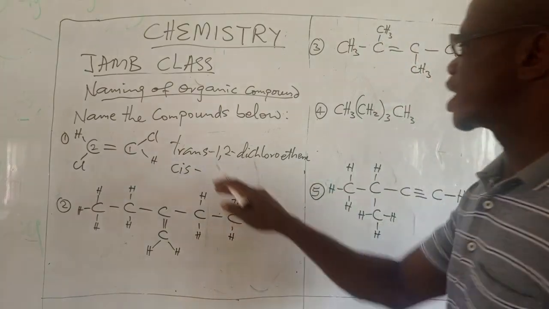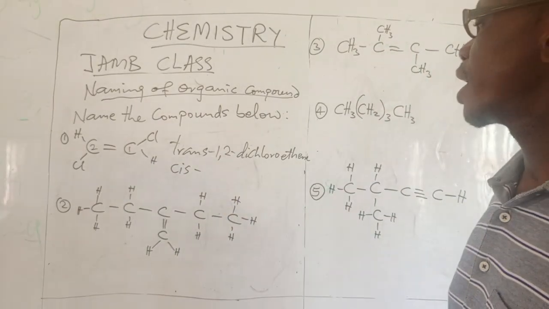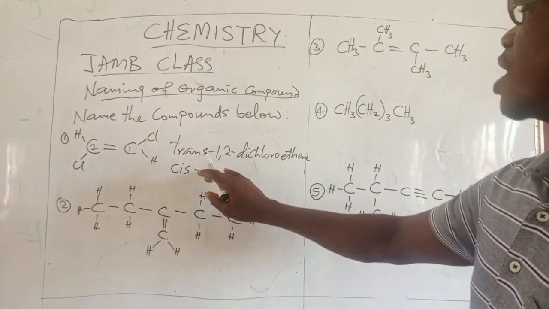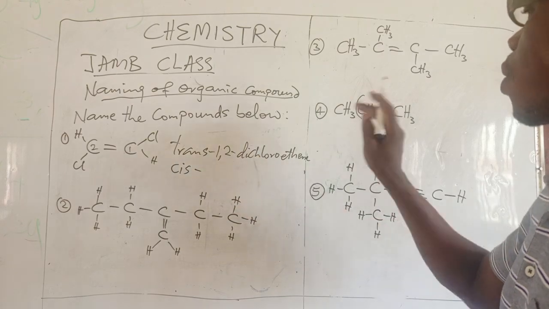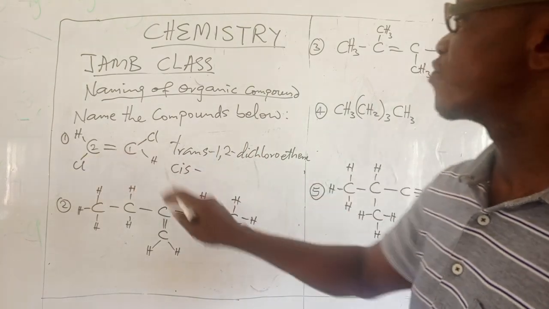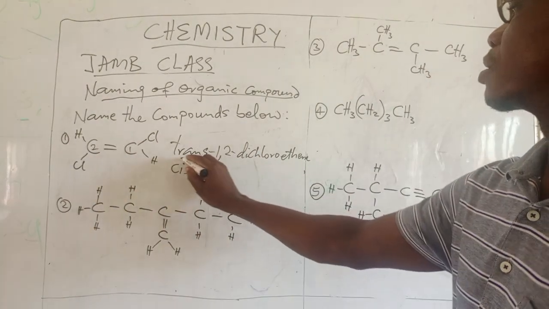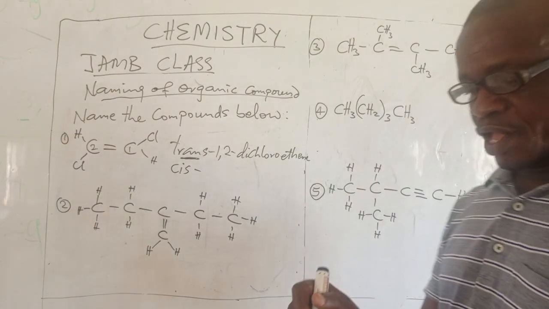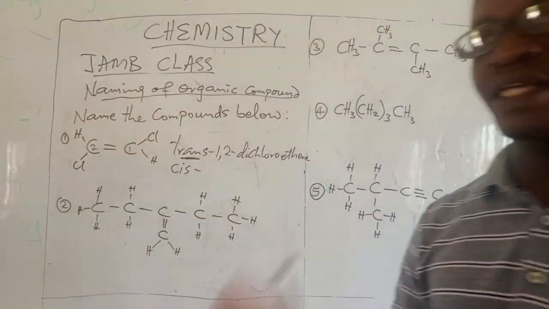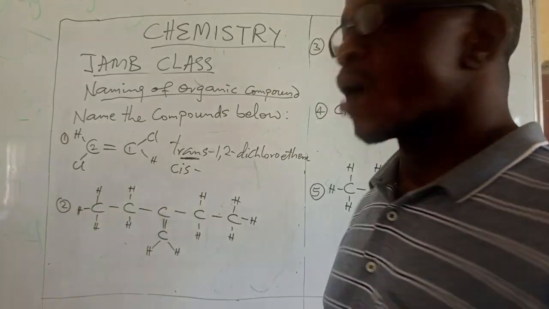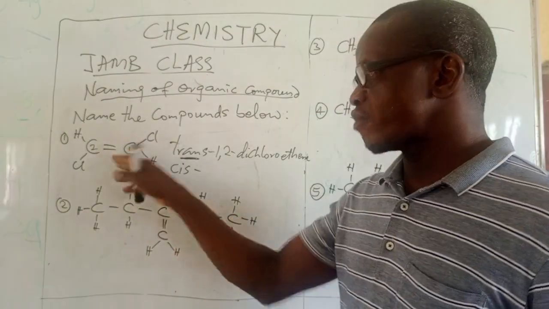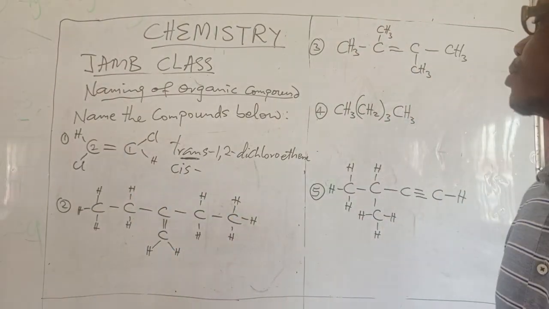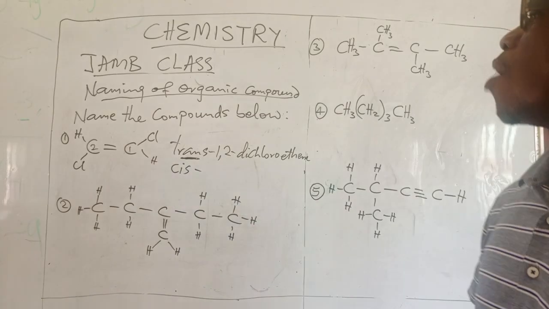This other name, this other side is still okay. So that will be cis-1,2-dichloroethene. But what we have now is what? Trans-1,2-dichloroethene. Okay, they are isomers. The two of them are what? Isomers of this compound. Okay, now I've given you the name of that one.